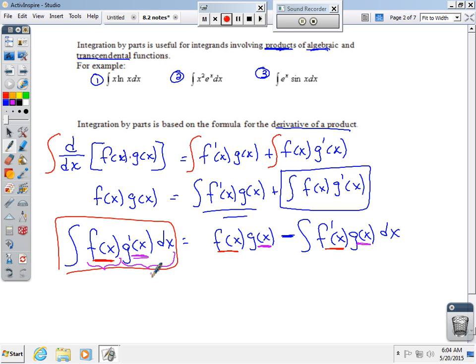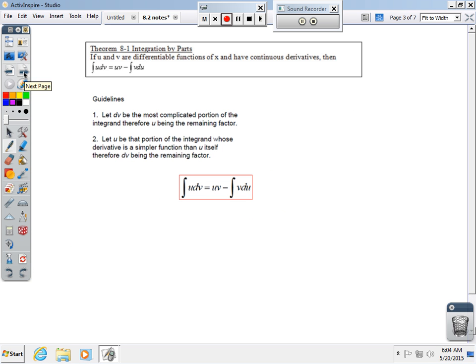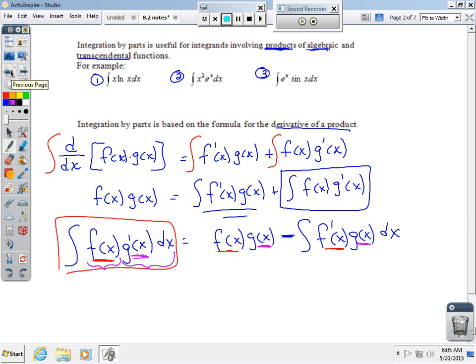All right, and I'm going to show you the rule and then go back. So here's what the rule is. The integral of u times dv equals uv minus the integral of v times du. Now we just did it in terms of f of x and g of x, so I'm going to go back a little bit quicker and integrate it in terms of u times v. All right, so I'm going to go back to here. Let me erase all this.